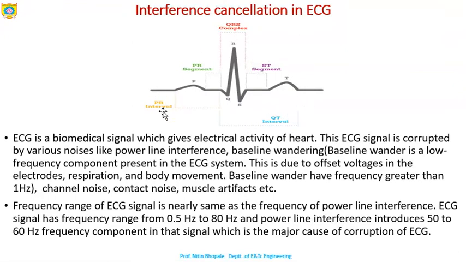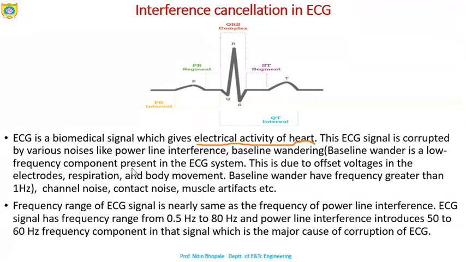The activity done by the heart is monitored with respect to a certain graph, and that graph is called the electrocardiogram. The ECG is a biomedical signal which gives the electrical activity of the heart. Whether the heart is working properly will be monitored by the ECG.